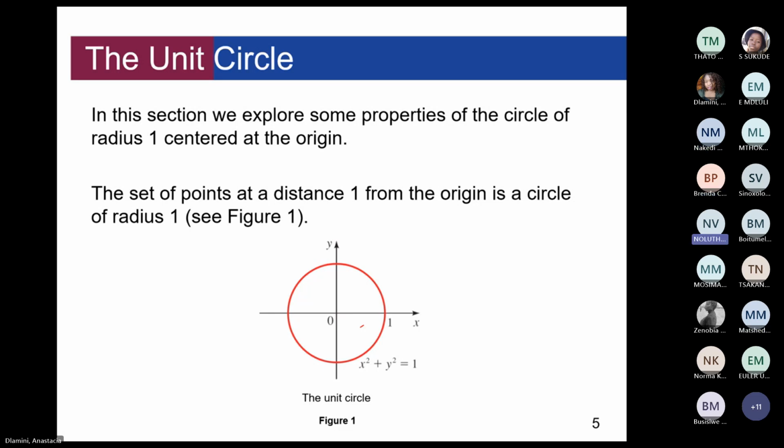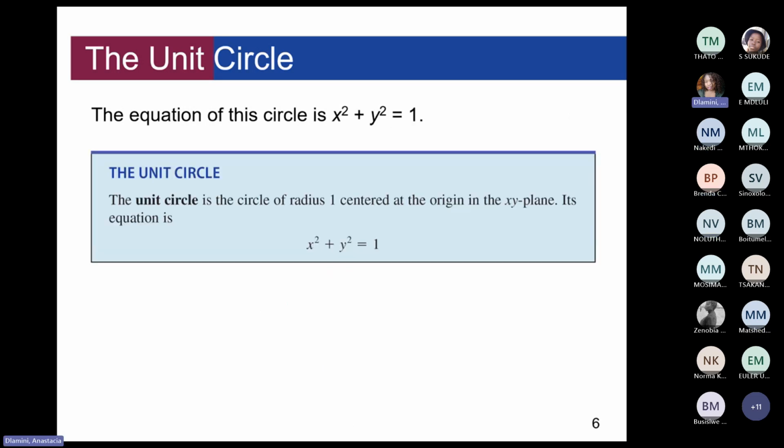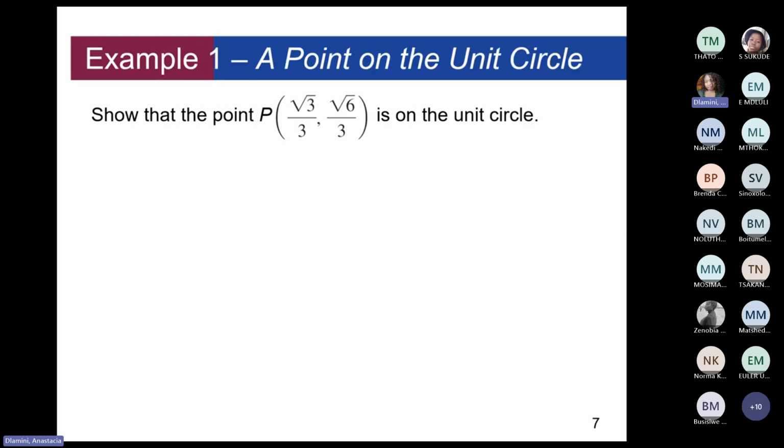Yes, ma'am. Now let's say the equation of this circle is x squared plus y squared equals 1. Now they say the unit circle is a circle of radius 1 centered at the origin in the xy plane. Its equation is given by x squared plus y squared equals 1. Now, a question might pop up and say, given this point, show that this point is on the unit circle. What do you think you'll do?